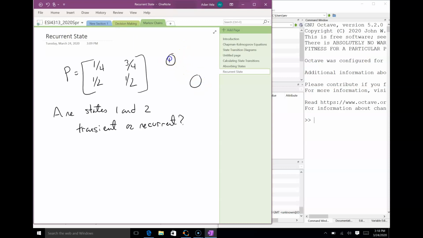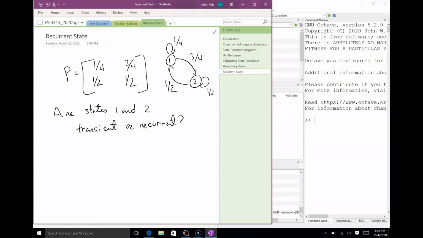We had states 1 and 2. We have 1/4, 3/4, and then 1/2 and 1/2. And the question is, are states 1 and 2 transient or recurrent? We already know that they're not absorbing.